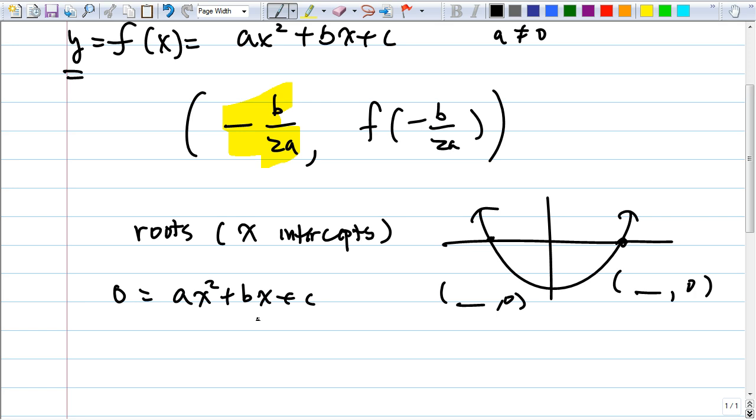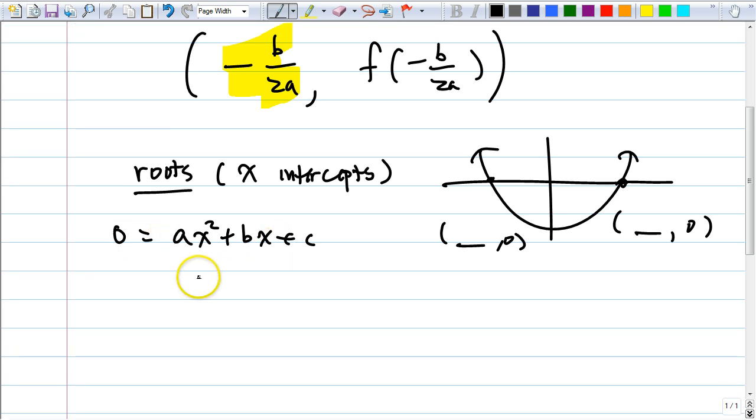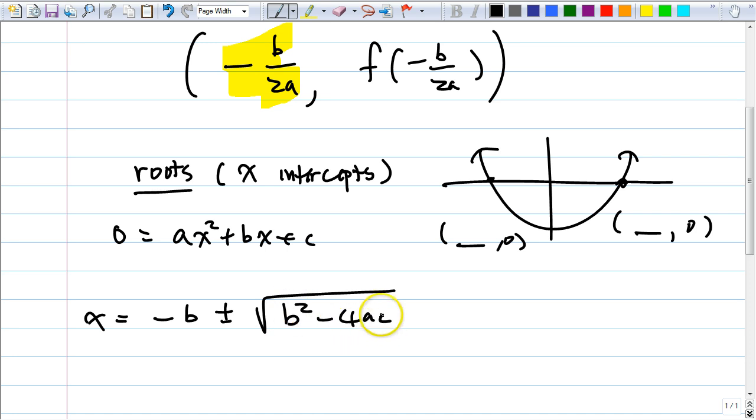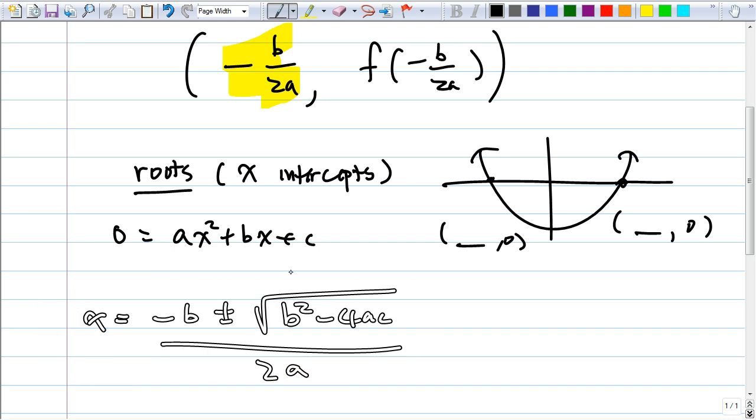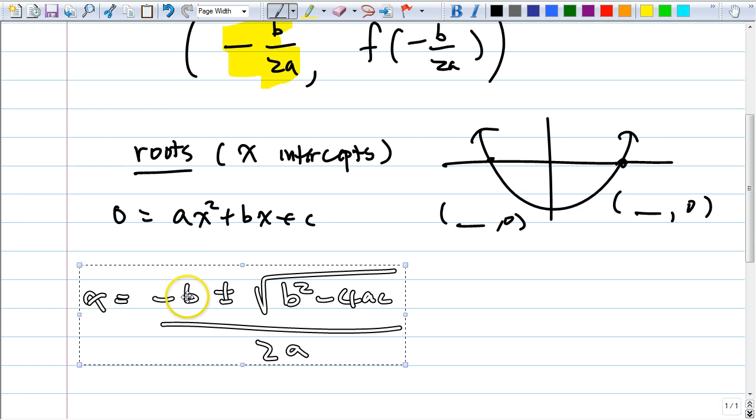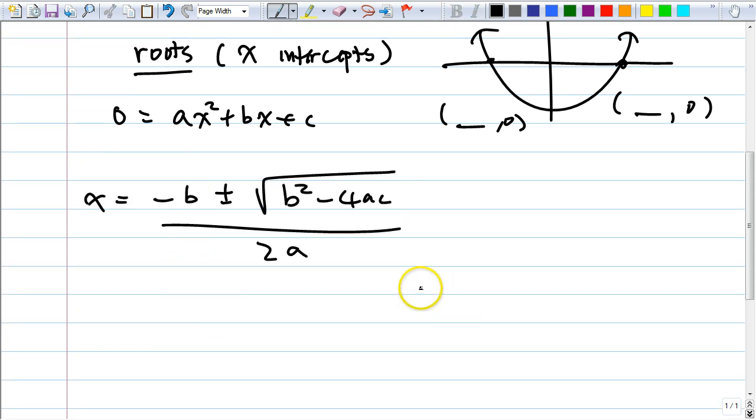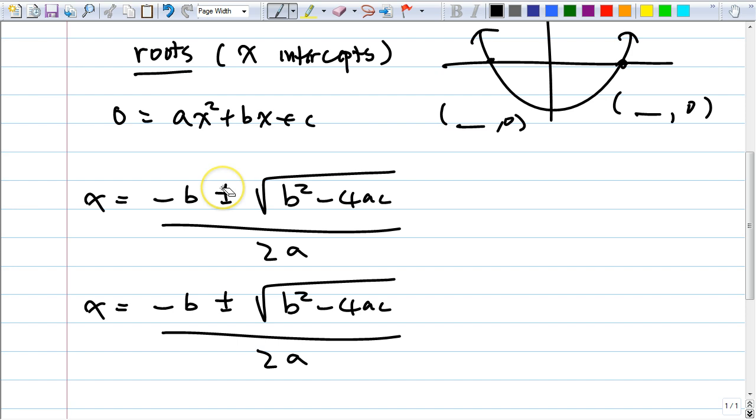Yes, we use the quadratic formula. What's the solution for this equation? As soon as you plug in y equals 0, we're looking for the x-intercepts, which are the roots. Do we know the solution? Yeah, we do, because this is the quadratic formula, right? x equals negative b plus or minus the square root of b squared minus 4ac, all over 2a. Those represent two roots. I wrote it as a plus minus, but I could separate them.